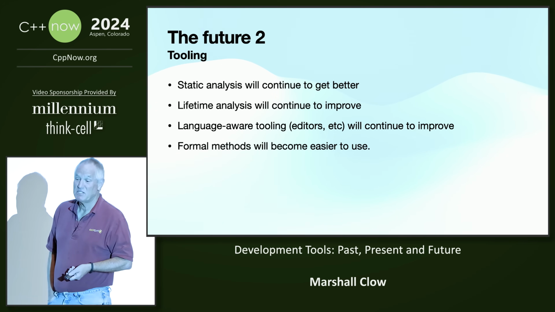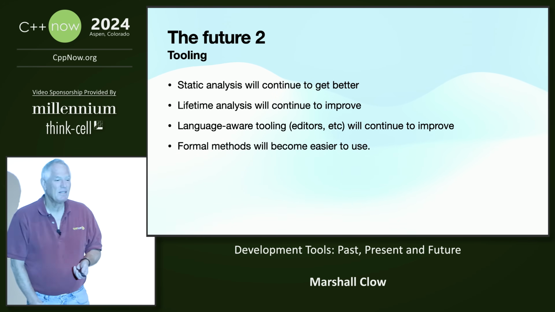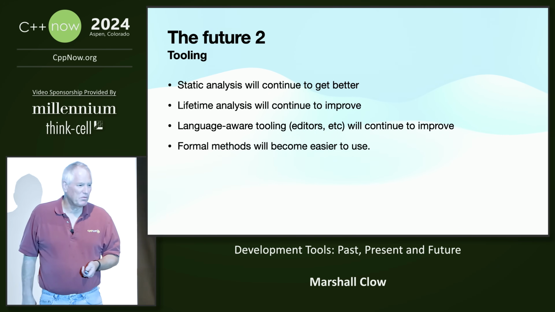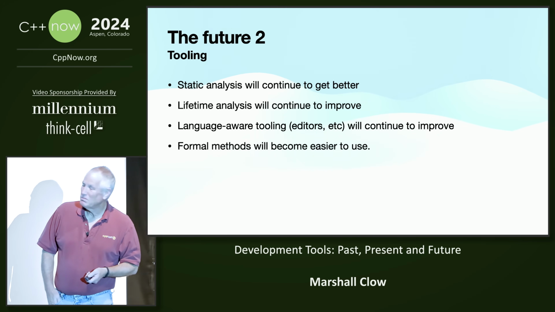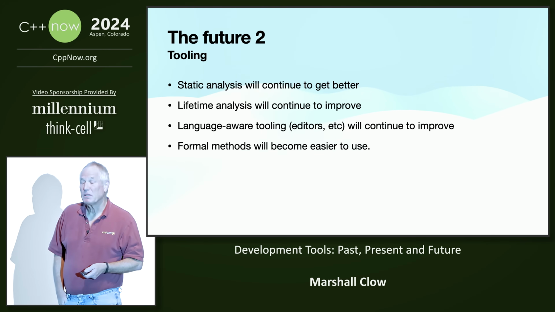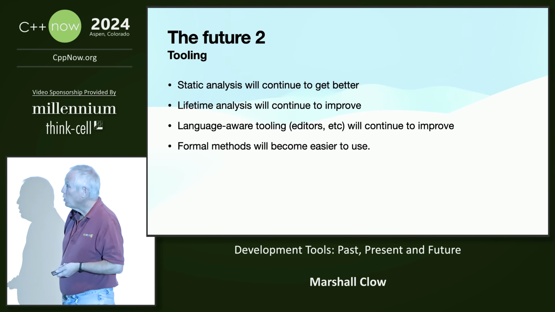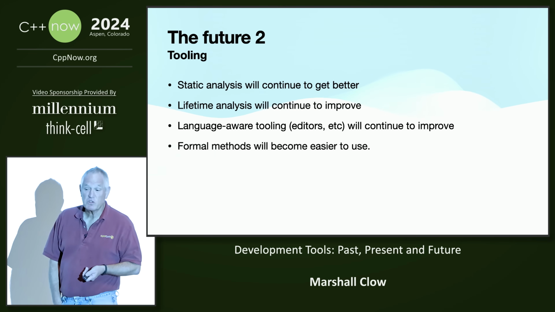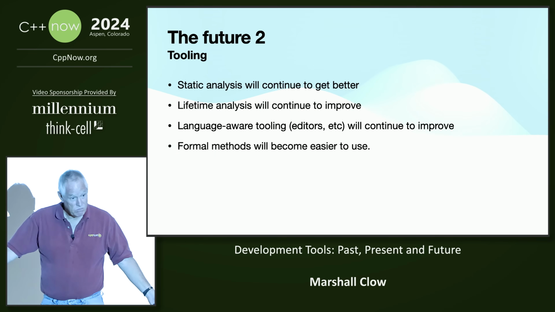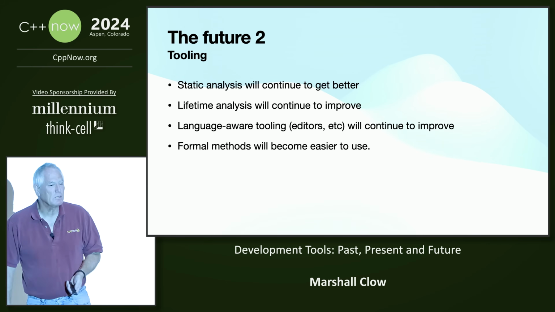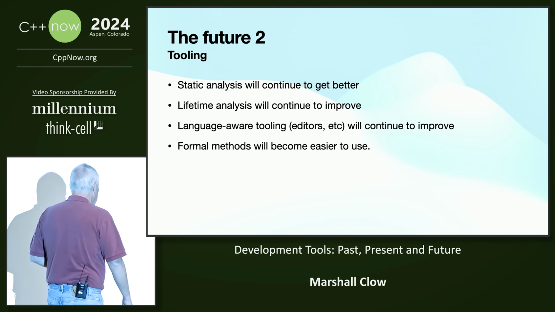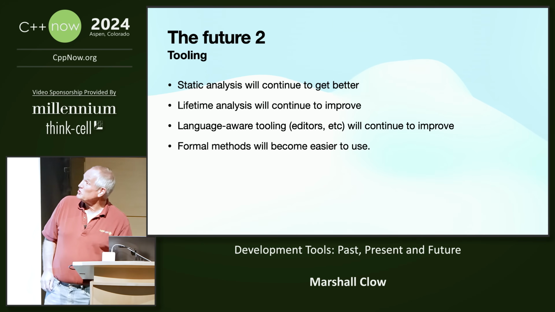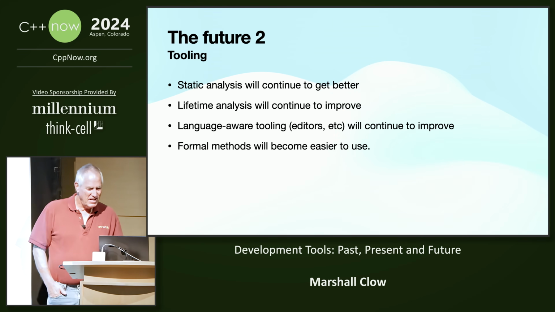Not even Clippy. Let's not go with Clippy. But somebody puts up a warning, says, here, you've forgotten this here, or something like that. Formal methods will become easier to use. Formal analysis, formal proofs, because CPU cycles are getting cheaper. This is not rocket science here. This is easy. These are the easy predictions.